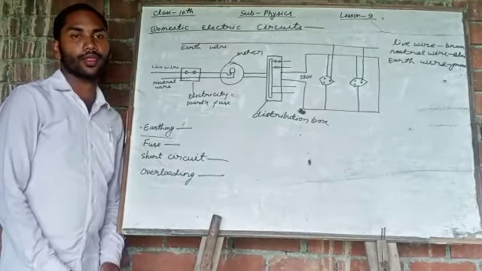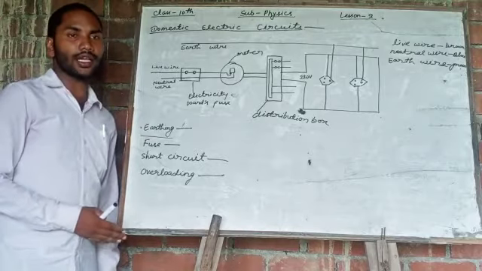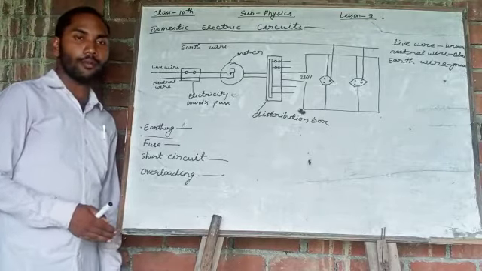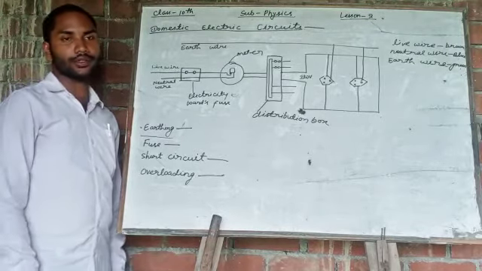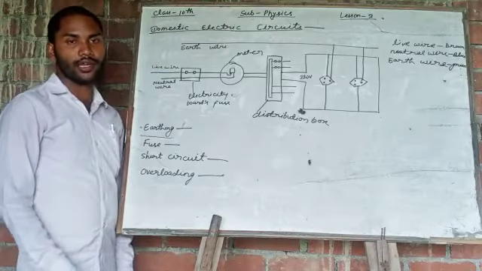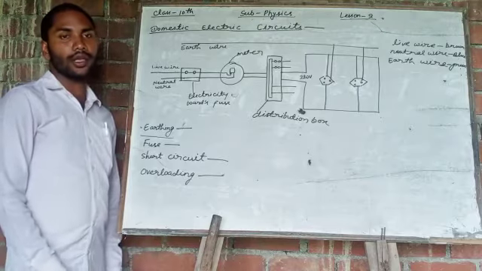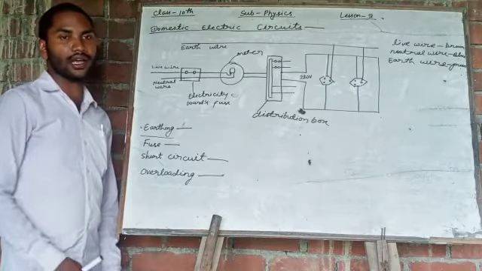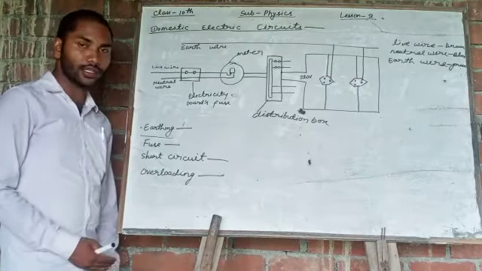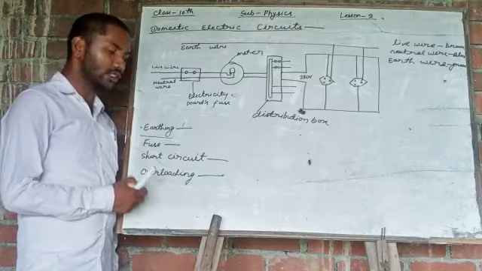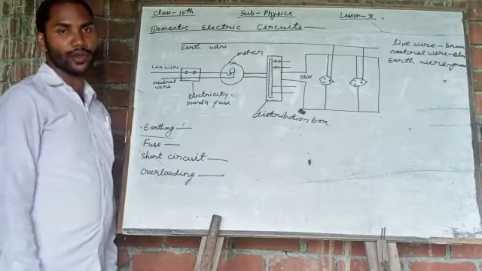And after that, overloading. When many electrical appliances are attached to a single plug, the electric current flows very high in the circuit and the circuit breaks. This condition is known as overloading.